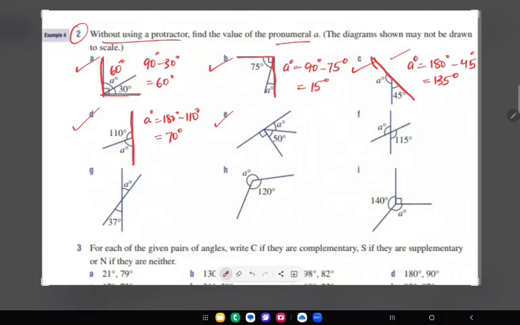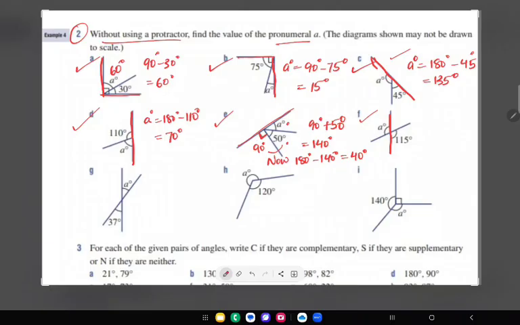Now part E, this straight line has three angles: A degrees, 50 degrees, and a right angle, which is a 90-degree angle. So I should add these two and subtract from 180. 90 plus 50 is 140 degrees, and then you subtract it from 180 degrees, because angles on a straight line together make 180 degrees.